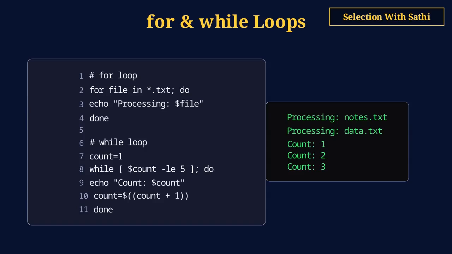The while loop continues while the condition is true. A very useful pattern: while IFS= read -r line; do echo $line; done < file.txt. This reads a file line by line, preserving whitespace.